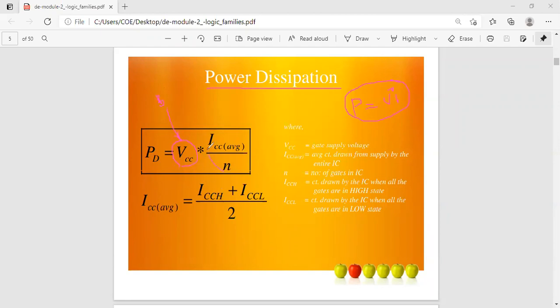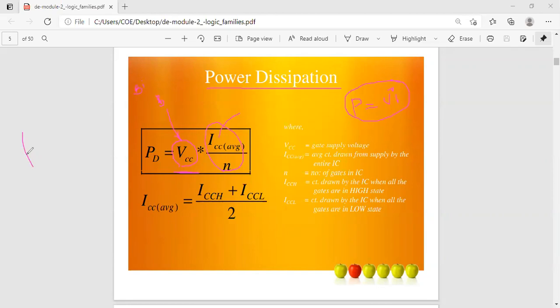So voltage into the current, voltage into the current. So current in the sense is the average current of how many devices are connected to the same source. That means here this is the source voltage or biasing voltage exactly, or supply voltage in some books. So this is called the biasing voltage.